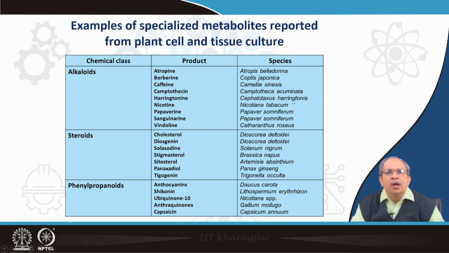Here I have shown examples of some of the specialized metabolites which are being produced in plant cell and tissue culture. The names of the metabolites and the species are given, and on the left side the chemical classes, like alkaloids, steroids, and phenylpropanoids, under which these metabolites belong have also been shown.